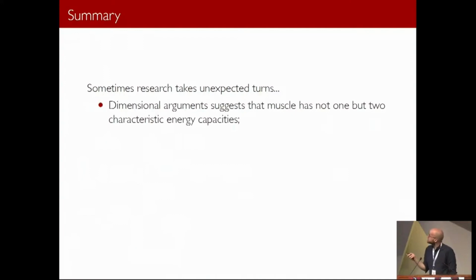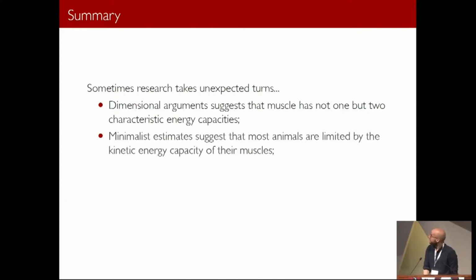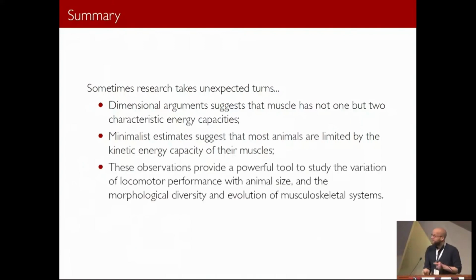And it looks like from simple dimensional arguments like the one I showed, muscle hasn't just one energy capacity, like what was thought for a long time in biomechanics, but two. And it looks like the second energy capacity that has to do with how quickly that muscle can shorten is much more important than the first. And if you take these two arguments together, then you have a tool with which you can try and explain some observations about how animal performance, maximum speed, endurance, etc., changes with animal size, but also how you can think about design of musculoskeletal systems. What are the physical parameters that you want to give your muscles and your tendons to achieve optimal performance?